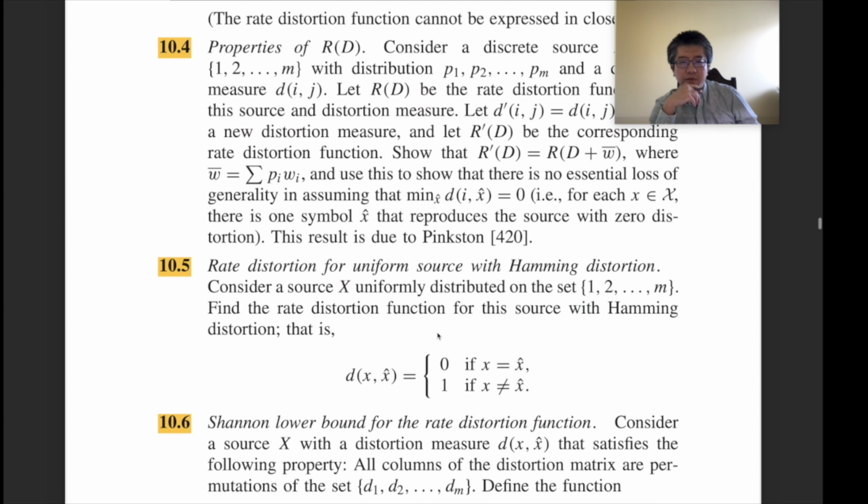Very good. Next, let's look at problem number 5. This is again to compute the rate distortion function, but now for X uniformly distributed over a set instead of binary. We computed the binary case in class, but this is a more general case. Let's see how we can compute it here.